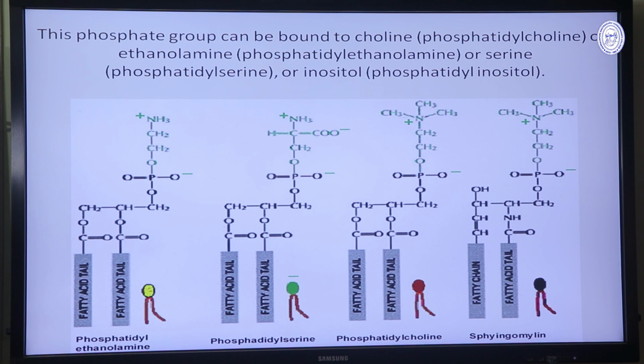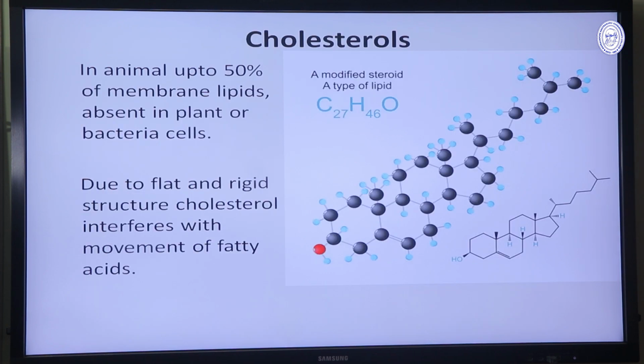Now, in the last structure, you can see that this is the structure of sphingomyelin. Another very important component of any membrane is cholesterol. It is not a typical lipid molecule, but it forms about 50% of membrane lipids, but it is absent in plant or bacterial cells. In plant or bacterial cells, these cholesterols get replaced with sterols.